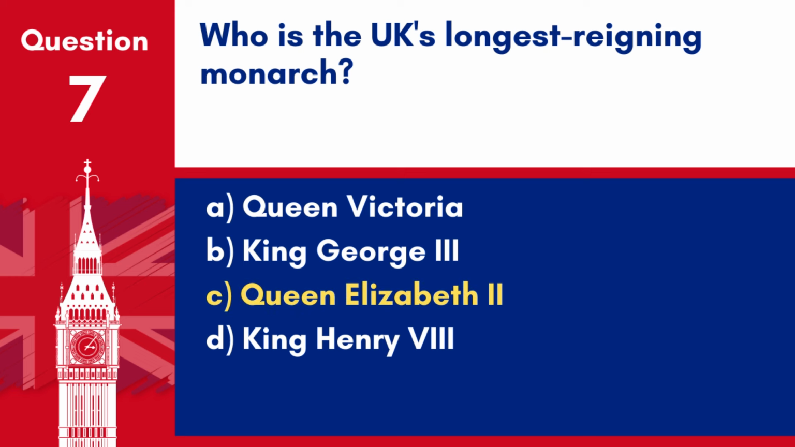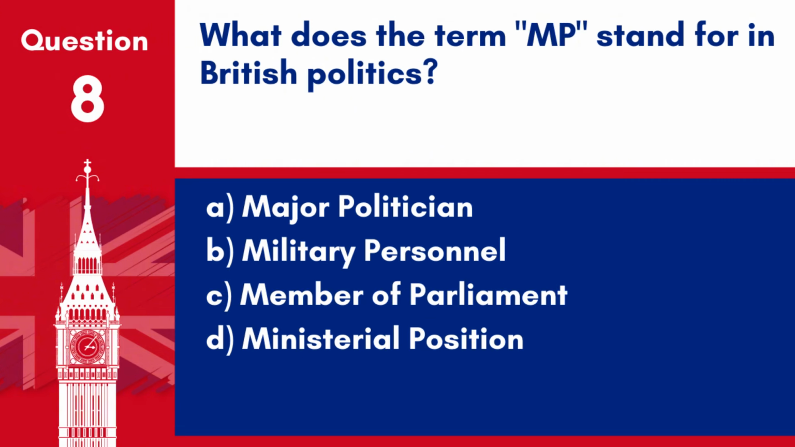Answer: C. Queen Elizabeth II. Queen Elizabeth II became the longest reigning monarch in British history. Question 8. What does the term MP stand for in British politics? A. Major politician. B. Military personnel. C. Member of Parliament. D. Ministerial position.